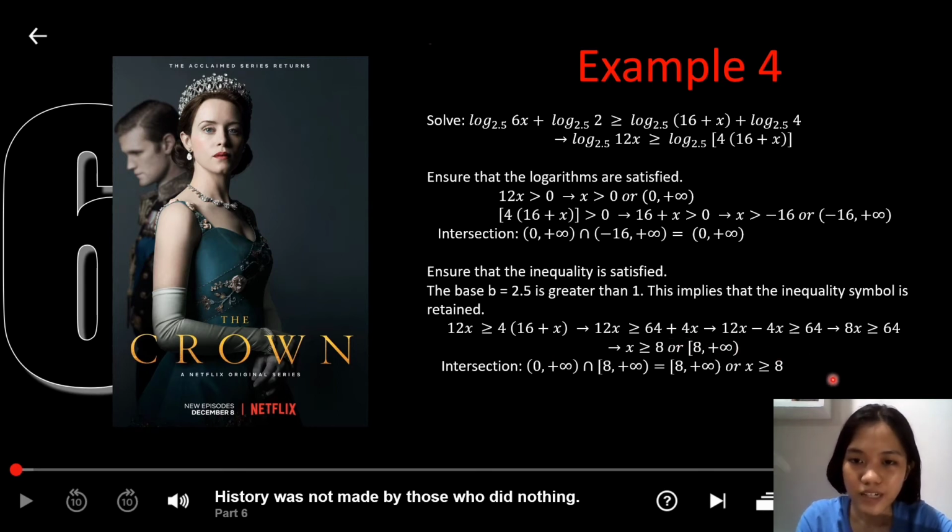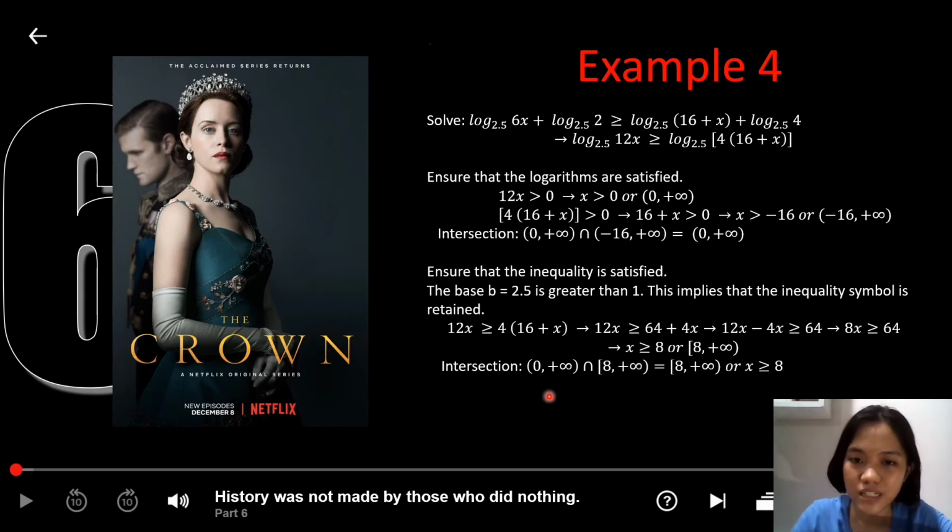Now, 4x is to be transposed onto the left side, so we have 12x minus 4x is greater than or equal to 64. And 12x minus 4x is equal to 8x. And by dividing both sides by 8, we have x is greater than or equal to 8, or 8 and positive infinity in interval notation.